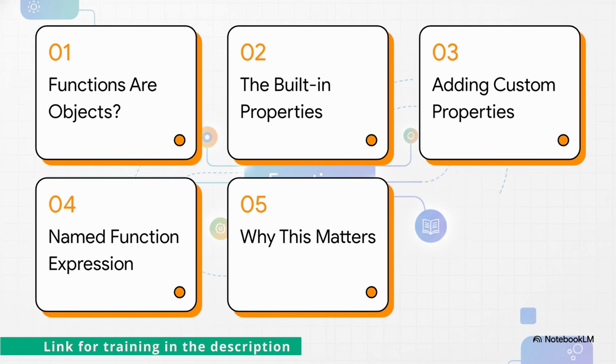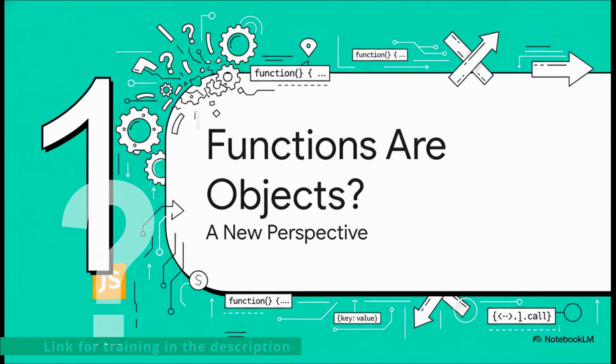Are functions really objects? Then we'll look at the properties they come with right out of the box, see how we can add our own, and then explore a really neat pattern called the named function expression. And finally, we'll wrap it all up by talking about why any of this is such a game changer for your code. All right, let's just jump right in.